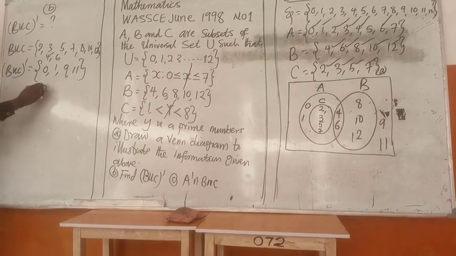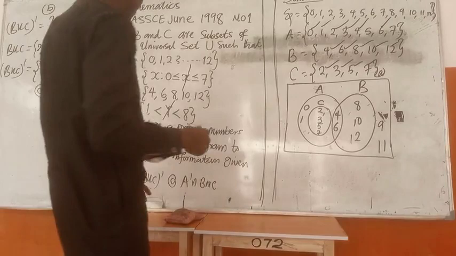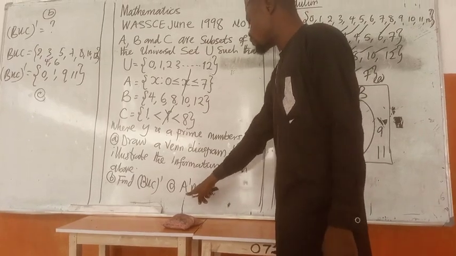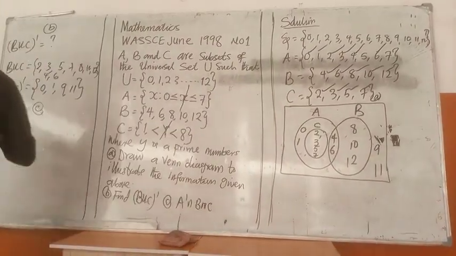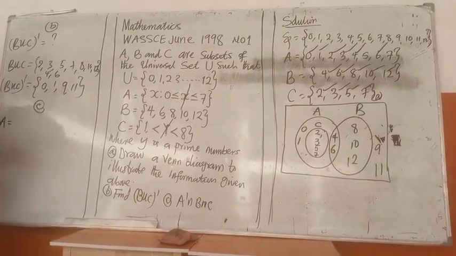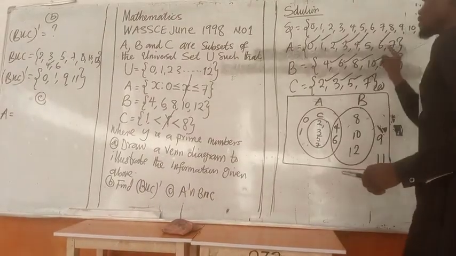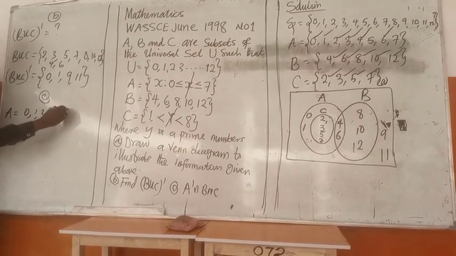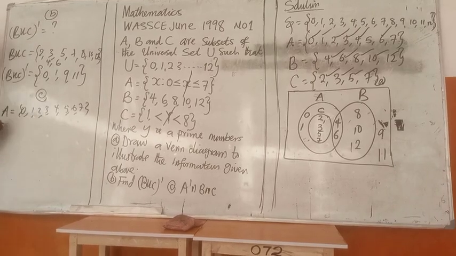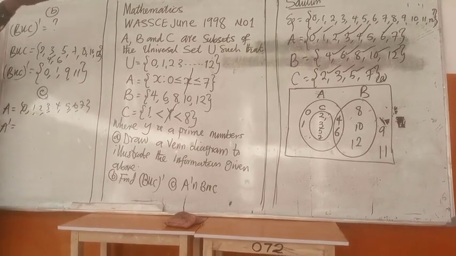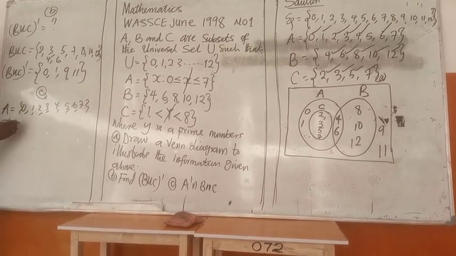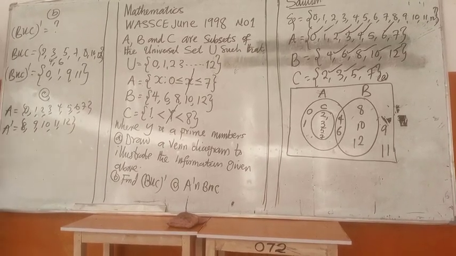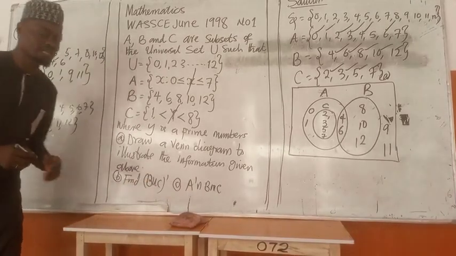Then the third question says that what? A prime intersection B intersection C. First of all, we have to find A prime. A is what? A is already 0 to 7: 0, 1, 2, 3, 4, 5, 6, 7. Then A prime simply means we don't need all these numbers from the universal set. We have 8, 9, 10, 11, 12. This is A prime.